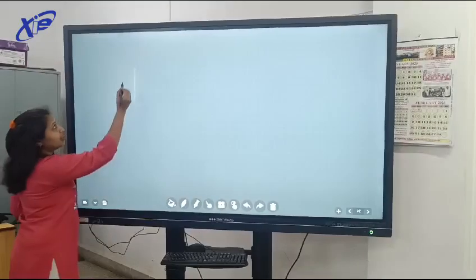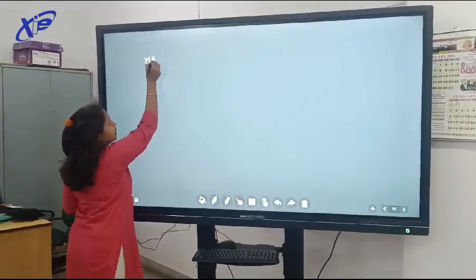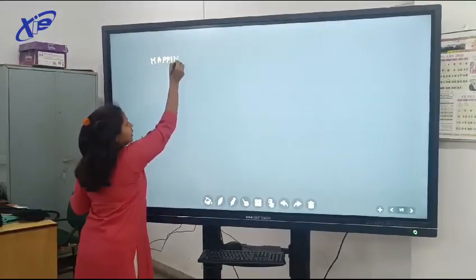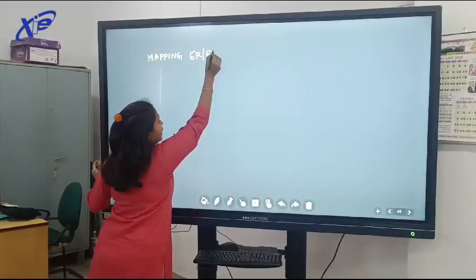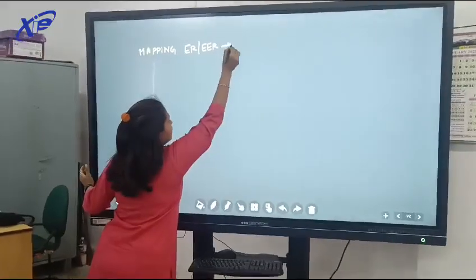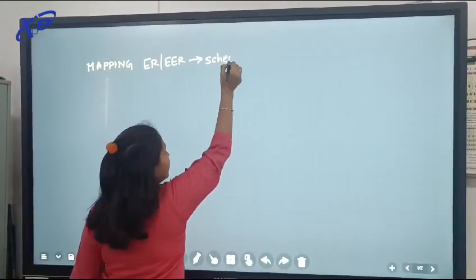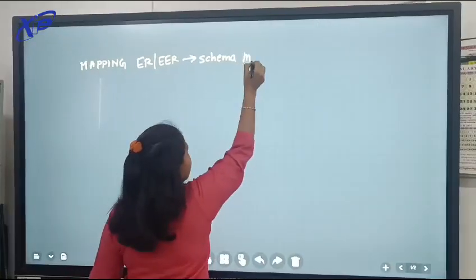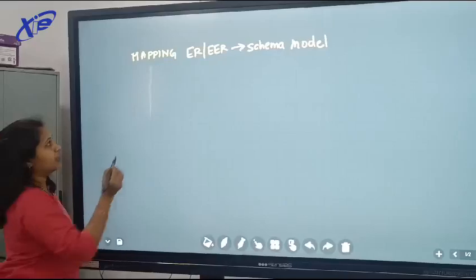Good morning everyone. Today we are going to cover the concept of mapping ER model to schema model, that is relational schema. So let us take one example of ER model.